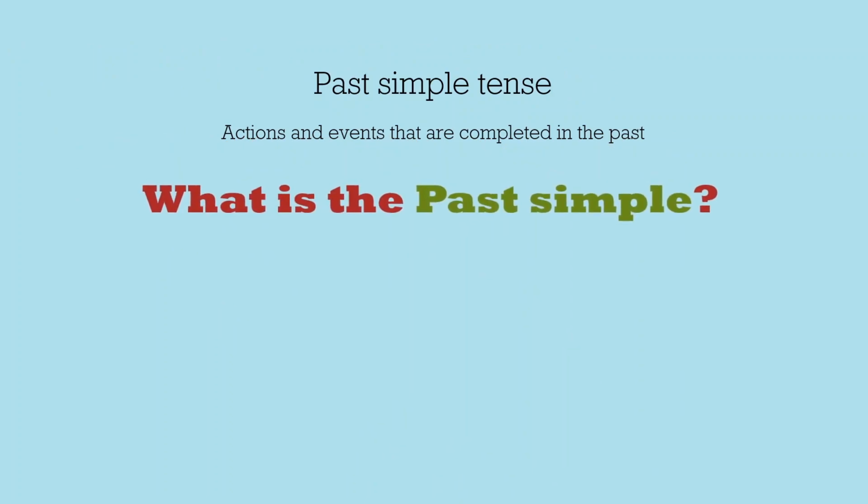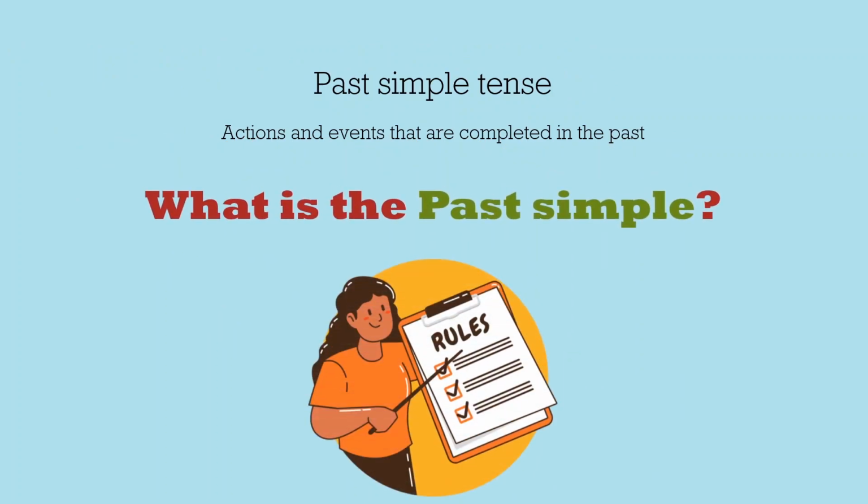Today, we are going to start our lesson with a simple question as always. What is the past simple? The past simple is used to describe actions or events that are completed in the past. For example, I watched a movie yesterday. She visited her grandmother last week. The key is that these actions are finished and not happening now.